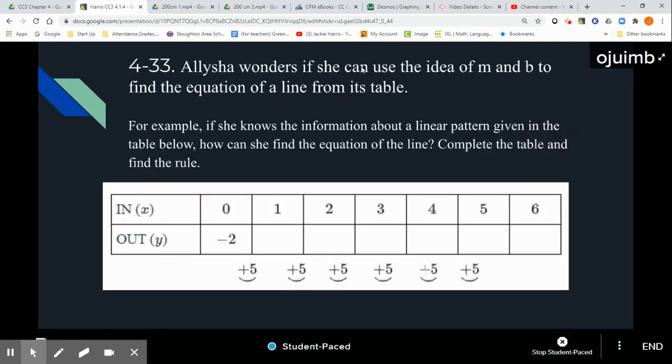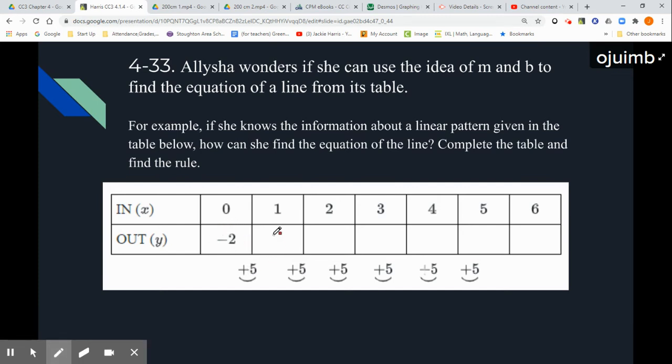Now we're going to look and see what we can use this idea of the growth and the starting value, m and b, to find an equation of a line from its table. So if we know the information about a linear pattern in this table, how can we find the equation of the line? If we complete the table, we can find the rule. So we start at -2. We're going to add 5. We get to 3. You're going to continue to add 5. We get 8, and so forth.